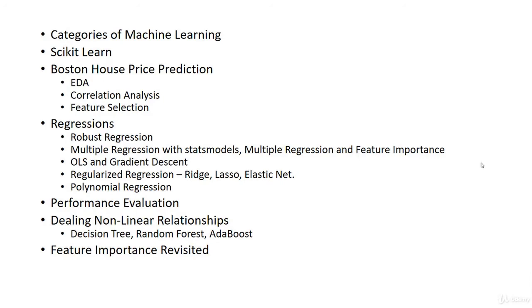Now, the various types of regression machine learning algorithms that we will go through will be robust regression to pick out the outliers and also figure out what the inliers are. Multiple regression using the stats modules. This is a general introduction for those who come from a statistics background. We're going to cover multiple regression as well as picking out the most important features. That's what's called feature importance. Of course, we'll look at ordinary least squares and also making use of gradient descent, which is a really important optimization algorithm. And we're going to look at regularized regression on how to restrict your model so that it doesn't overfit. So this is going to cover ridge, lasso, as well as elastic net.